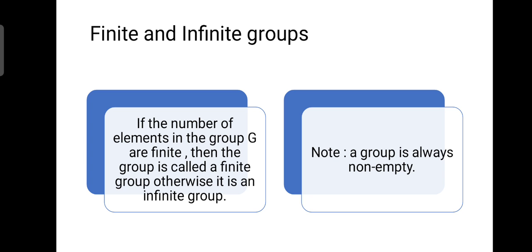Next is finite and infinite groups. If the number of elements in the group G is finite, then the group is called a finite group, otherwise it is an infinite group. So basically we just need the number of elements in the group. If we can count them, then we say we have a finite group with us. And if the number of elements is uncountable, then we say that it is an infinite group. So next, a group is always non-empty. So basically, when we have to prove a set to be a group, the first thing we show is that it is non-empty. Otherwise, it won't be a group.